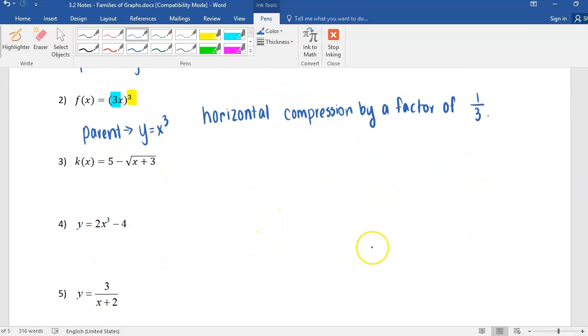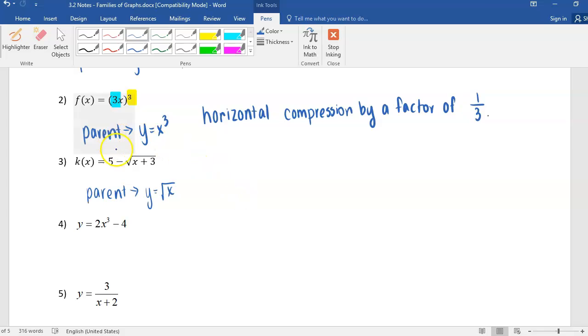All right, for number 3, we've got 5 minus the square root of x plus 3. I'm going to get you guys to help me some on this. Andrew, what's our parent function for that? Look back over that first page. Which one is this like? Y equals the square root of x. So that's our parent function, that square root function.